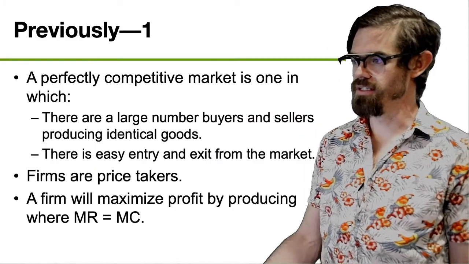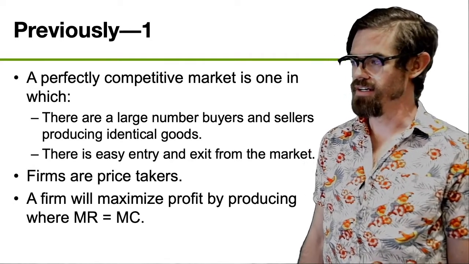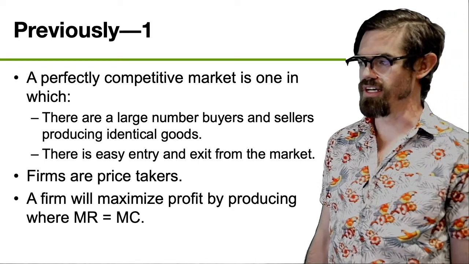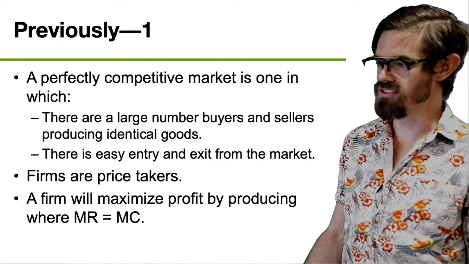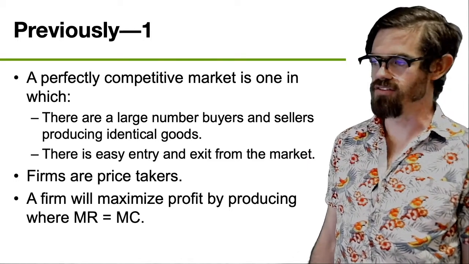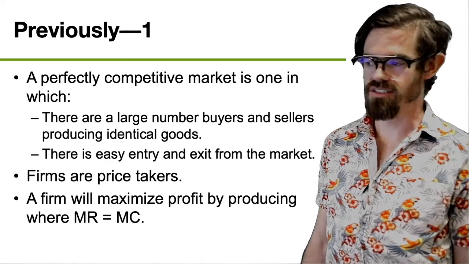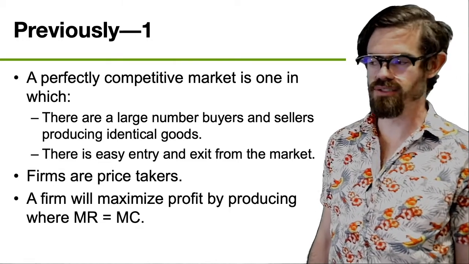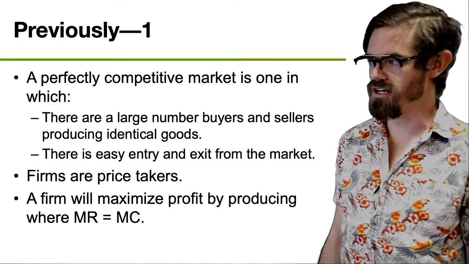All right, so like I said, we've seen competitive markets already. We saw that there's a large number of buyers and sellers producing identical goods, so homogeneous goods. We saw that there's easy entry and exit from the market. And again, that firms are price takers, so they have no control over the price that they charge. And like all firms, they maximize profit by producing where marginal revenue equals marginal cost.